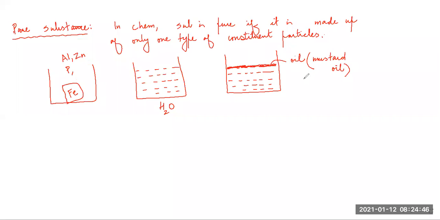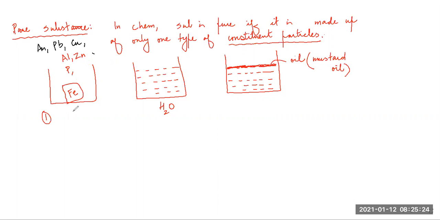Let us understand their compositions. In the first case, this is iron. Now, what are the constituent particles of iron? So, iron is an element. In place of iron, we can take gold, lead, copper, anything.